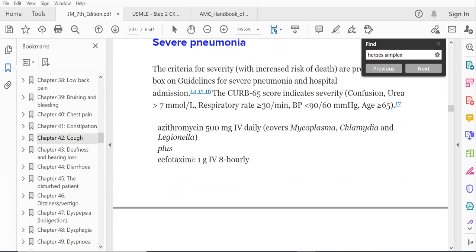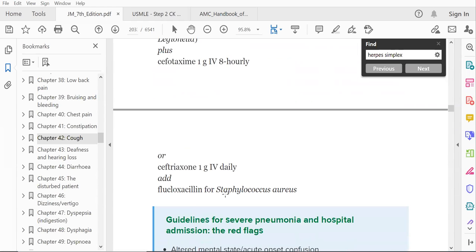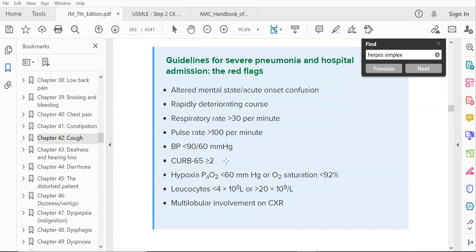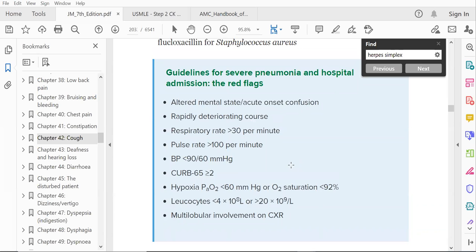Okay. Now for severe pneumonia, according to the JM, you can give azithromycin plus ceftriaxone, and you can add fluclox also. But the main treatment is ceftriaxone with azithromycin. Azithromycin will cover the atypical pneumonia. Ceftriaxone will cover mainly the bacterial. And if it is Staph aureus, then fluclox will cover that. Okay, it's a broad spectrum antibiotic. Now, for severity of pneumonia, you should also look for altered mental status, rapidly deteriorating, respiratory rate more than 30, pulse rate more than 100, hypotension, CURB-65 more than or equal to 1, hypoxia, that means saturation going down to less than 92. Okay, in these cases, we have to admit the patient and start IV antibiotics.